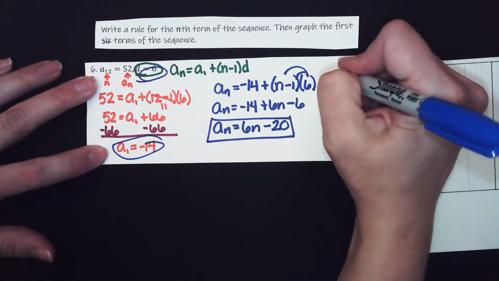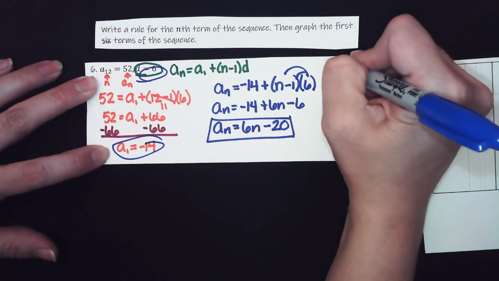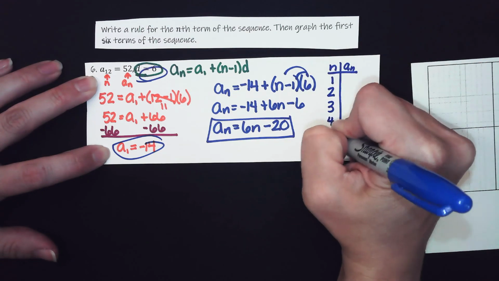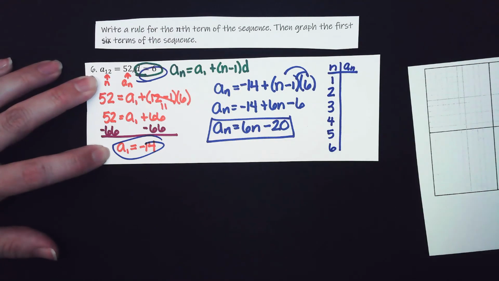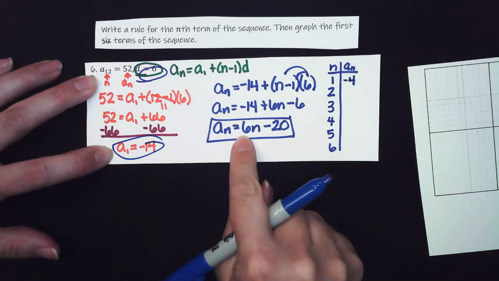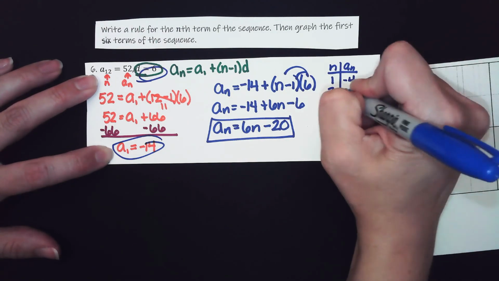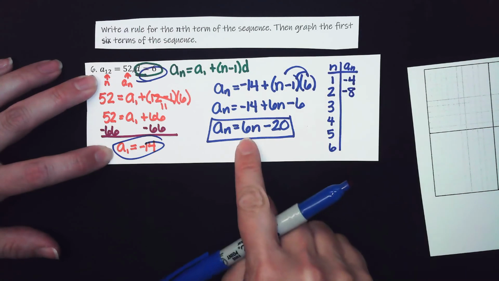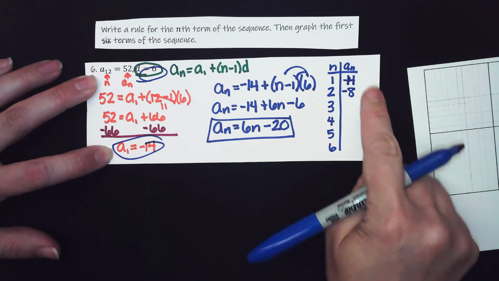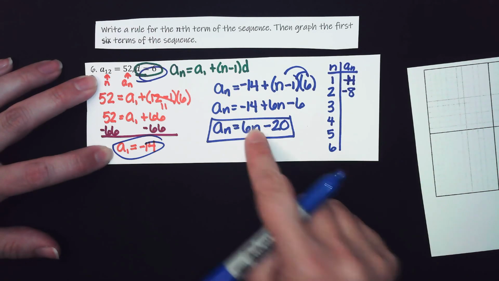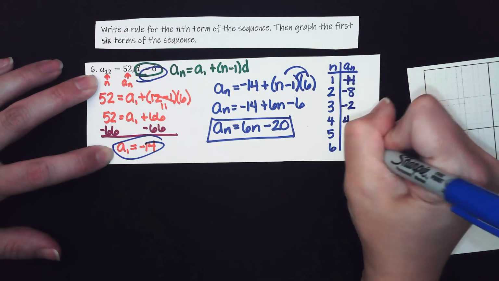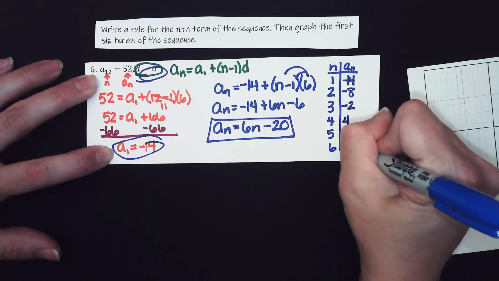Again, we could do a table: 1, 2, 3, 4, 5, 6. Plug 1 in for N and see what you get. I get negative 14. 2N would be 12, minus 20. Or you can see that we're adding 6 each time, that's the number multiplying N. I said 14, but I wrote 4. So this would be negative 14, then negative 8, negative 2, positive 4, 10, and 16.